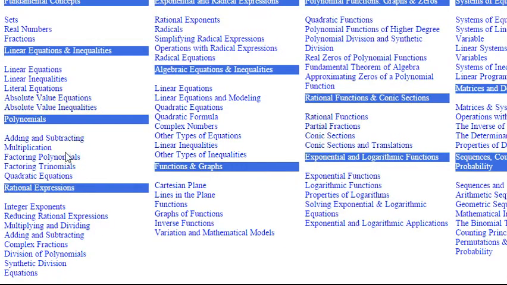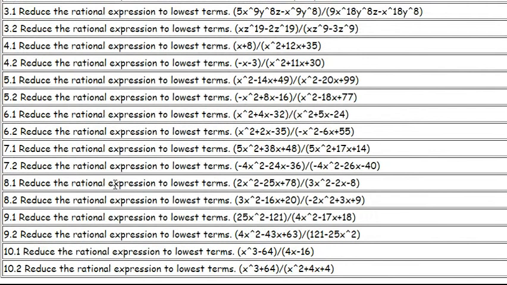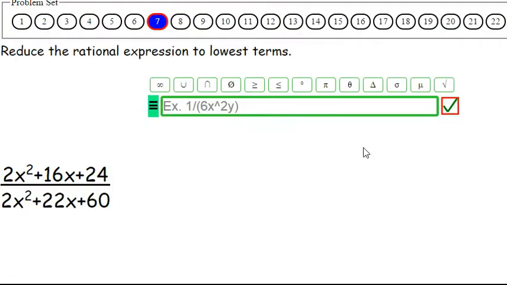Okay, click on the algebra. Let's go down to reducing rational expressions, and we're going to be looking at 7.1. Okay, so let's get this one written down here. 2x squared plus 16x plus 24. So you should be getting the hang of factoring this stuff by now if you've been working in the previous sections. Plus 60. Right.